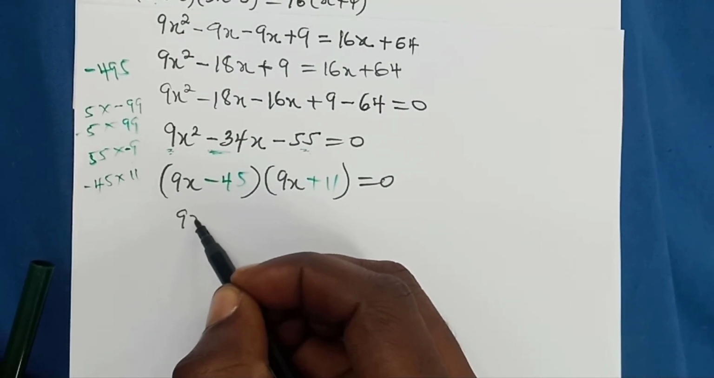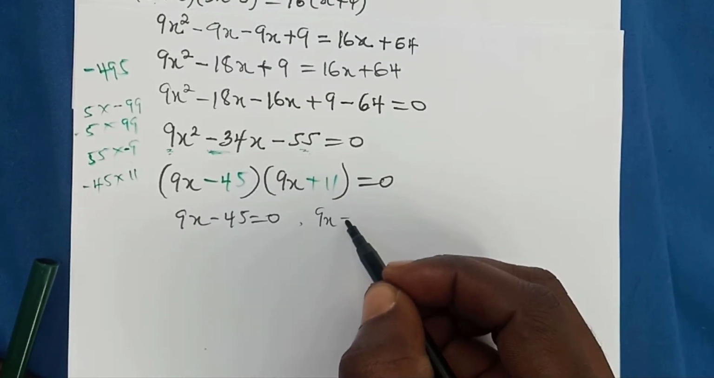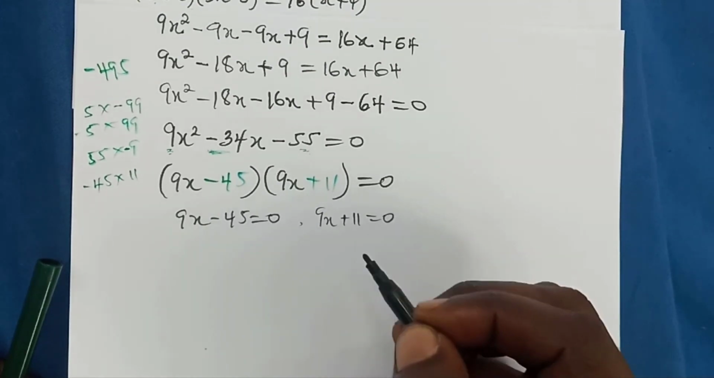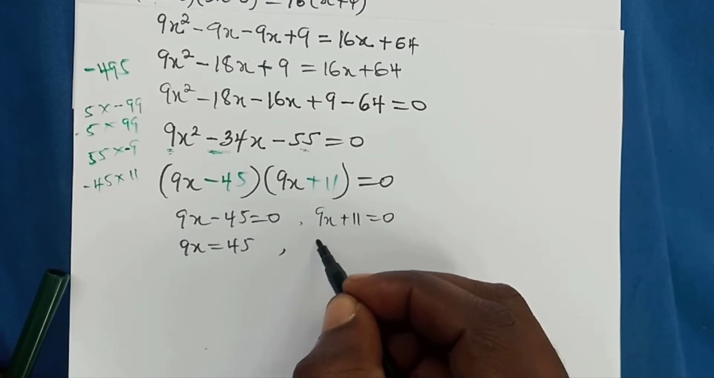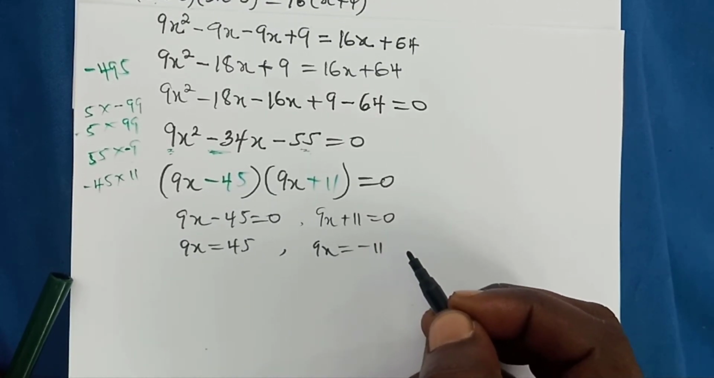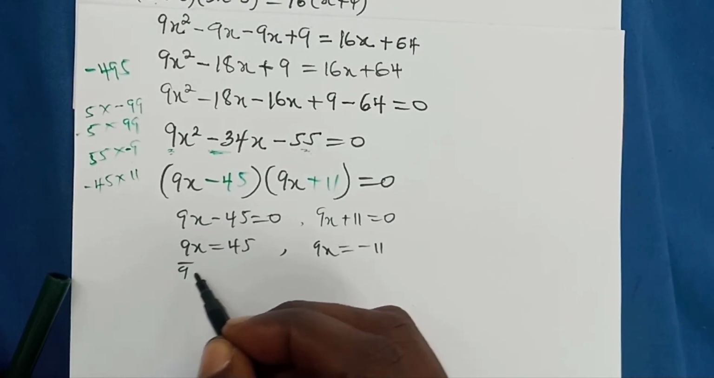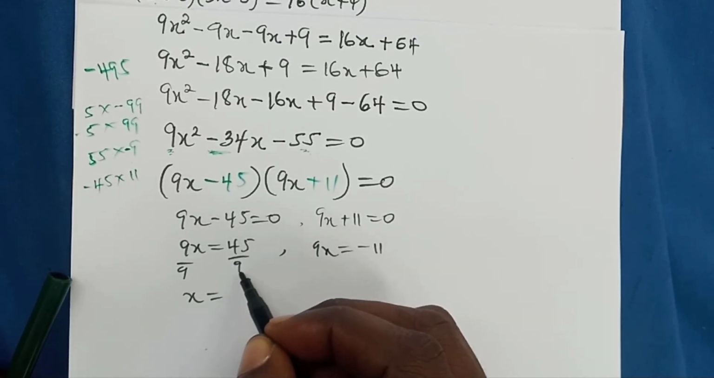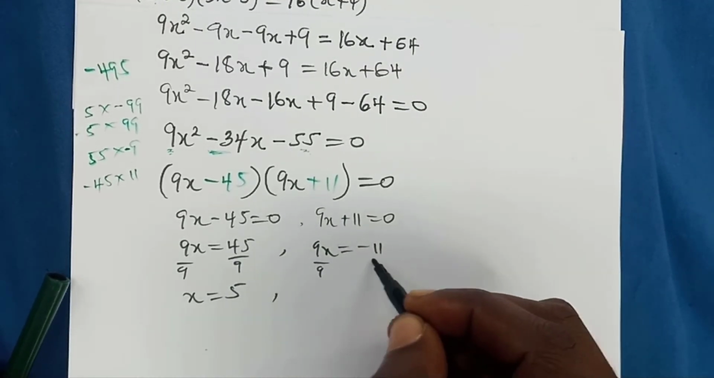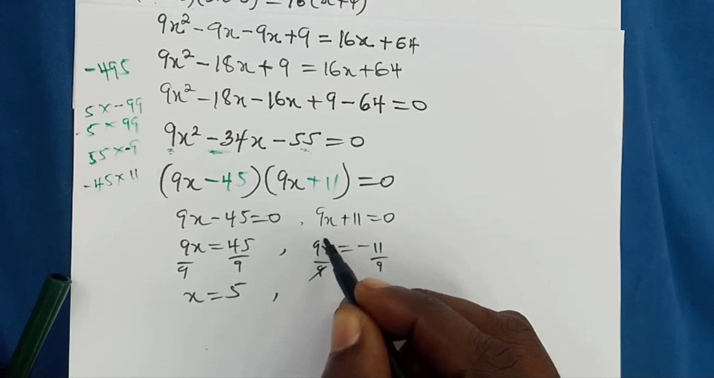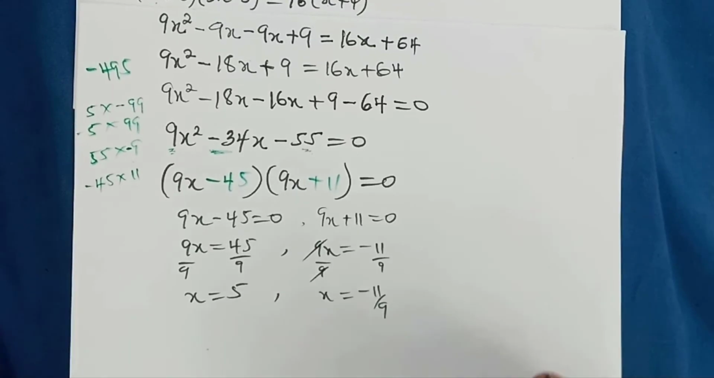Okay, so now we have 9x minus 45 is equal to 0, and then 9x plus 11 is equal to 0. We have 9x is equal to 45, and then 9x is equal to negative 11. Now we are looking for x, so dividing by 9, x is equal to 45 over 9, which is 5, and then x is equal to negative 11 over 9. So these are the two values we are getting for x.